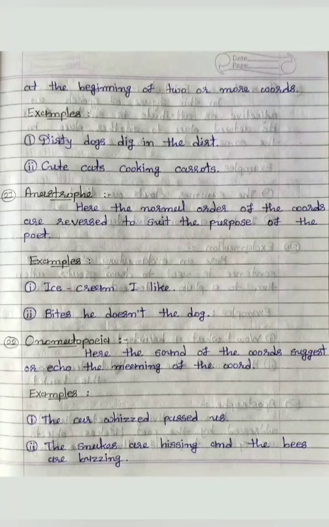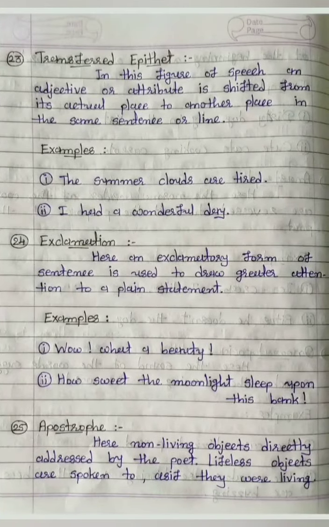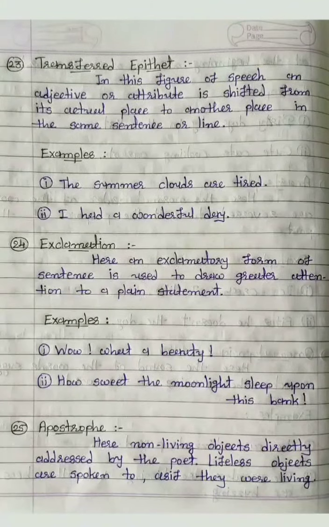Likewise, the second example is, the snakes are hissing and the bees are buzzing. So here, hissing and buzzing, these two words suggest a sound. That's why onomatopoeia is used over here. Now, next is transferred epithet. In this figure of speech, an adjective or attribute is shifted from its actual place to another place in the same sentence or line. Here, a poet uses a modifier.